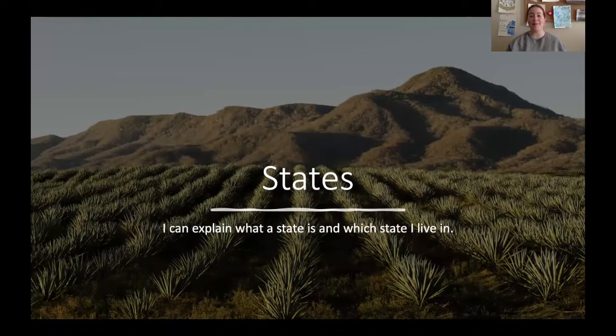Today we are going to learn about states. Our target says I can explain what a state is and which state I live in. Remember, yesterday we started talking about cities and we learned that we live in the city of Harker Heights. Well, a city is pretty small. We're going to go ahead and expand that and make it a little bit bigger. And now we're going to start talking about states.